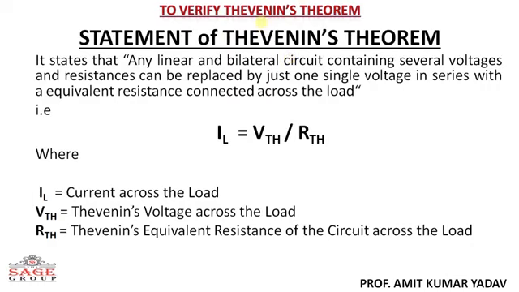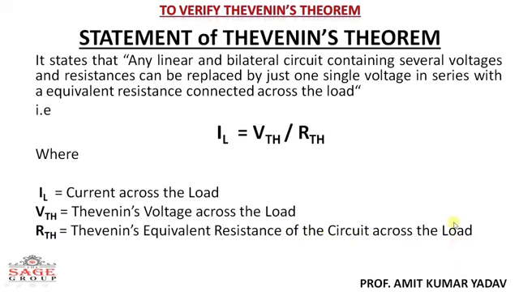It states that any linear and bilateral circuit containing several voltage and resistance can be replaced by just one single voltage in series with an equivalent resistance connected across the load, that is IL equals VTH upon RTH, where IL is your current across the load, VTH is your Thevenin voltage across the load, and RTH is your Thevenin equivalent resistance of the circuit connected across the load.